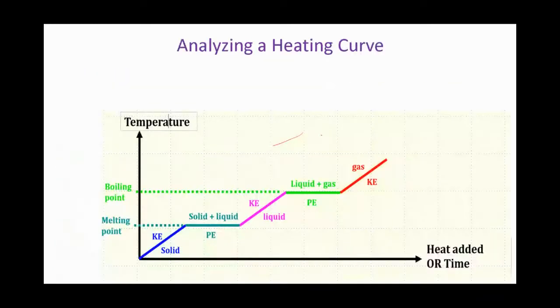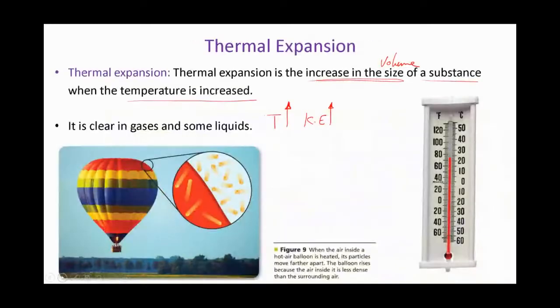This increase in the kinetic energy will cause more collisions. It will cause more collisions with higher energy. So the particles will move away from each other. Okay, they will move away from each other. This will increase the distance in between, and totally it will increase the size or the volume of the material. So increasing the temperature leads to increasing the volume.